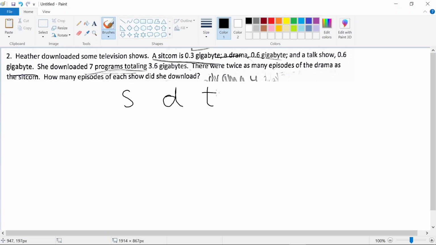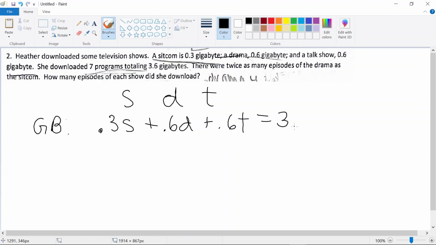Now, what is the value equation here? The value equation is going to be the gigabyte equation. I'll call it GB. The gigabyte equation says a sitcom is 0.3, so 0.3 times S, 0.3 gigabytes per sitcom times the number of sitcoms, plus 0.6 gigabytes per drama times the number of dramas, plus 0.6 gigabytes per talk show times the number of talk shows, equals a total of 3.6 gigabytes.